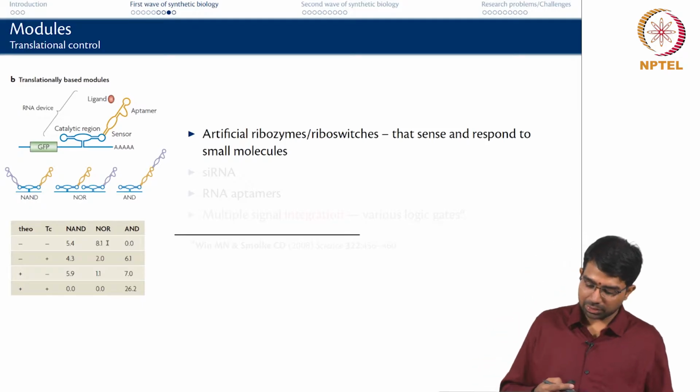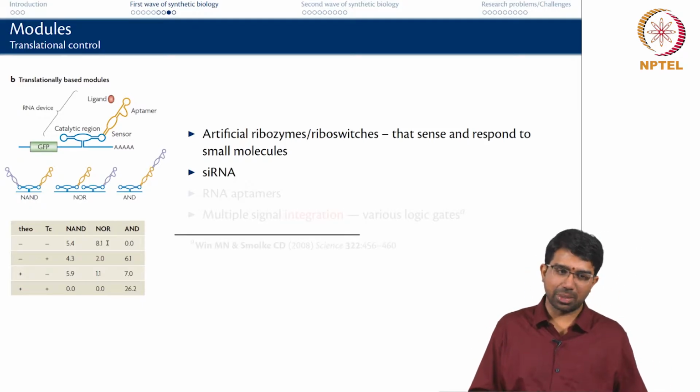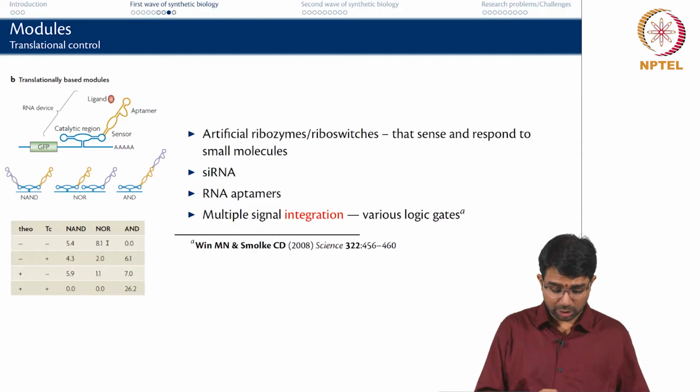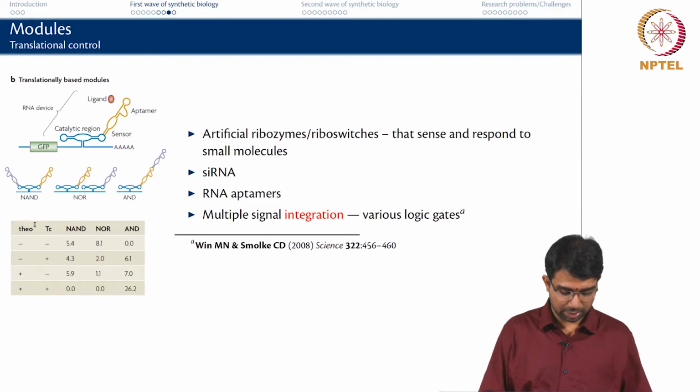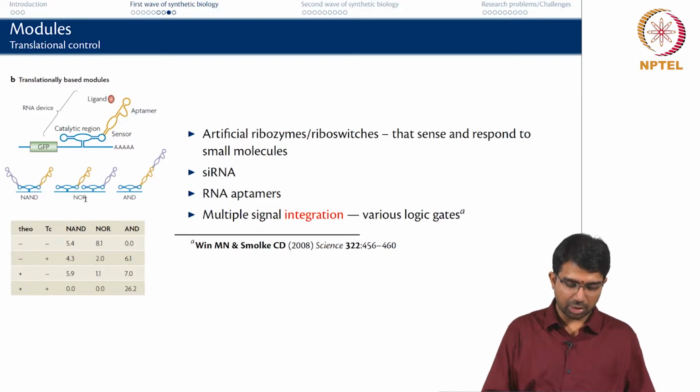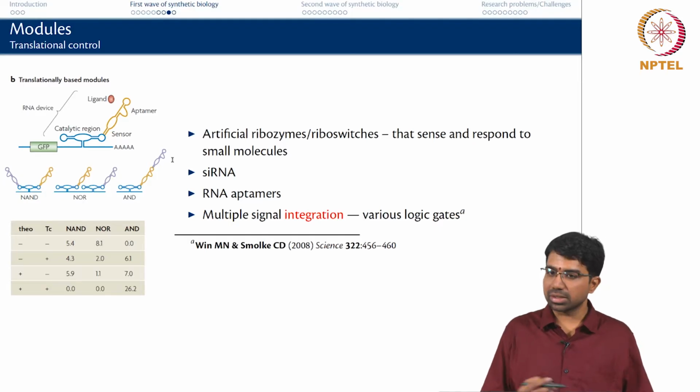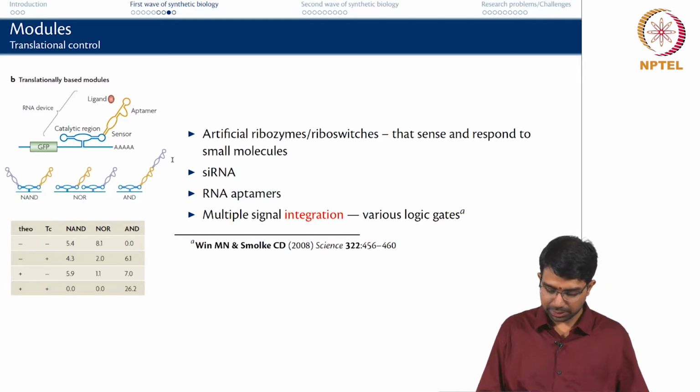right. And this uses various biology concepts such as siRNA and RNA aptamers, and you can also integrate multiple signals, right. So, the NAND gate integrates 2 signals and then negates them, the NOR gate adds 2 signals and then negates them, and the AND gate just multiplies 2 signals in some sense.